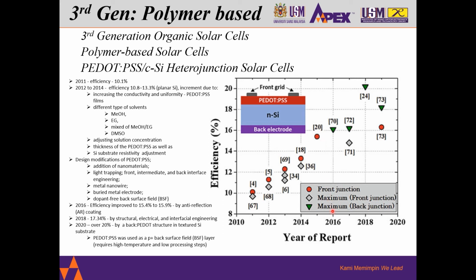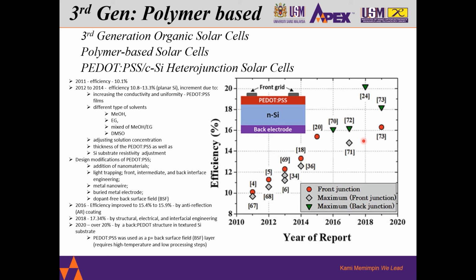In 2016, the efficiency of the solar cell was reported up to 15.9%. The efficiency of the solution-processed PEDOT:PSS silicon solar cell reached up to 17.34%. This was done in 2018, with structural, electrical, and interfacial engineering simultaneously.